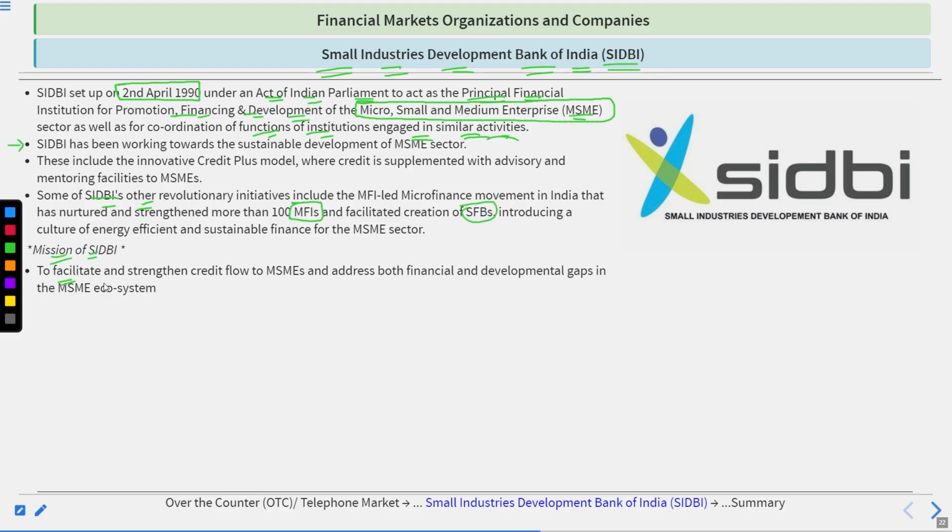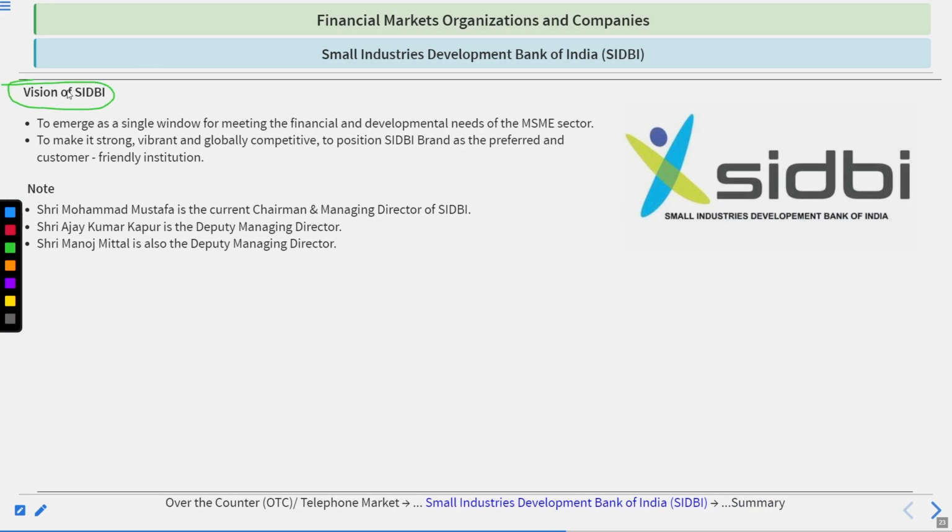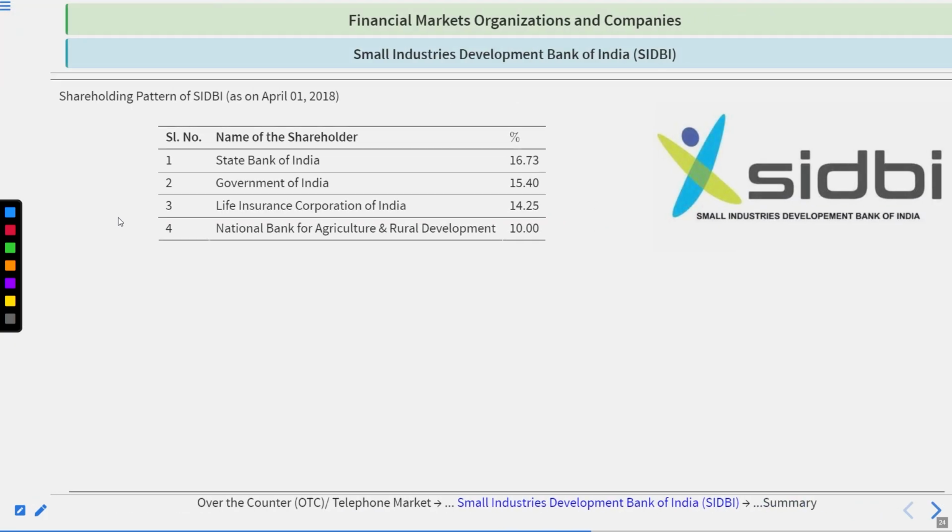The mission of SIDBI is to facilitate and strengthen the credit flow to MSMEs and address both financial and development gaps in the MSME ecosystem. Now, what is the vision of SIDBI? To emerge as a single window for meeting the financial and development needs of the MSME sector. Second, to make it strong, vibrant, and globally competitive, to position the SIDBI brand as the preferred and customer-friendly institution. Okay. Now, this again you have to check by yourself because this is part of the current affairs and could change anytime.